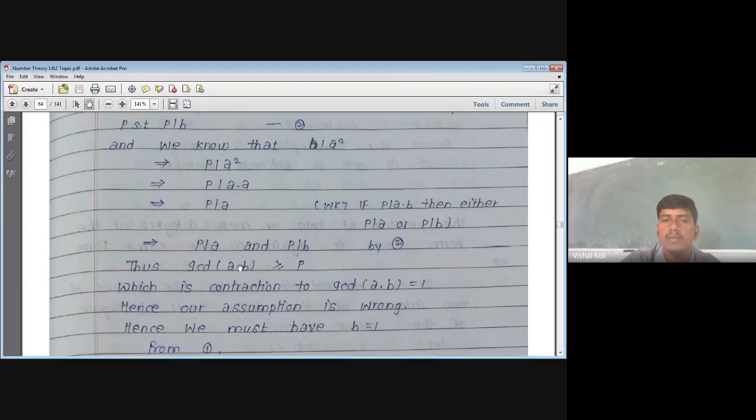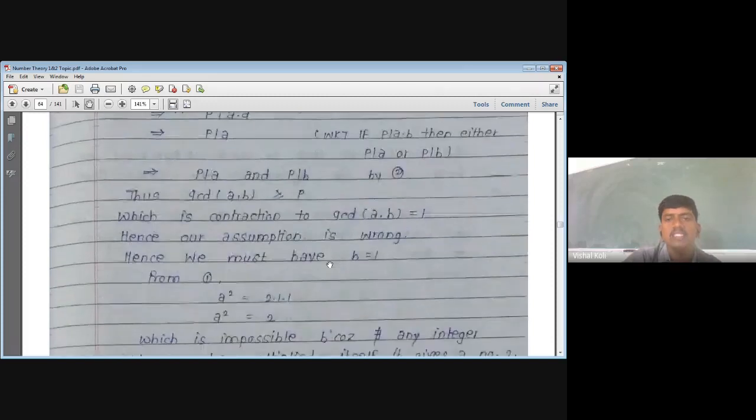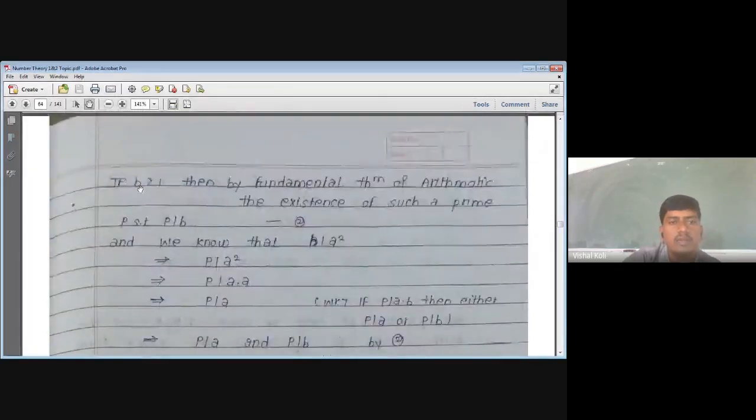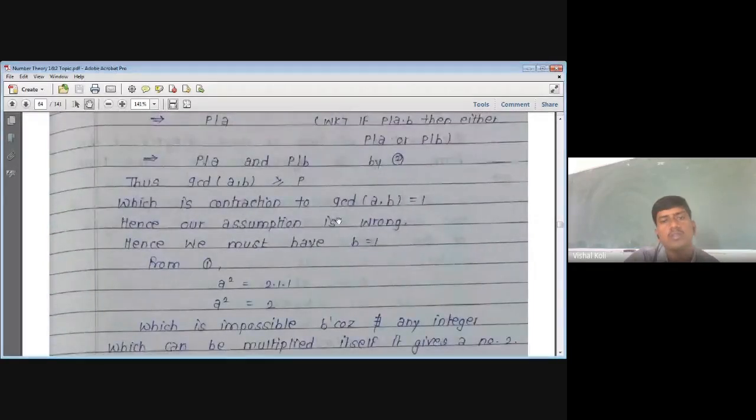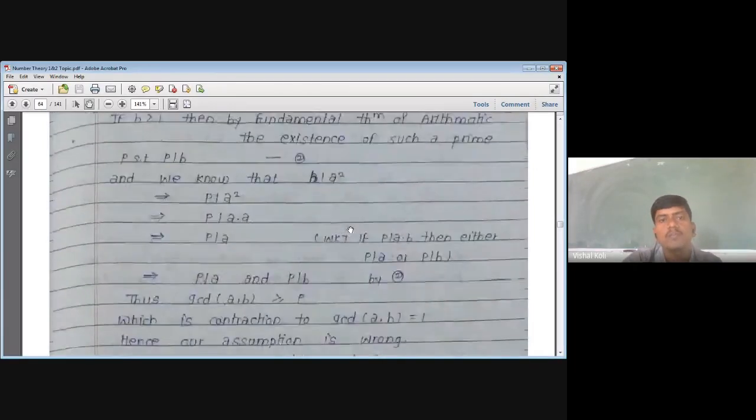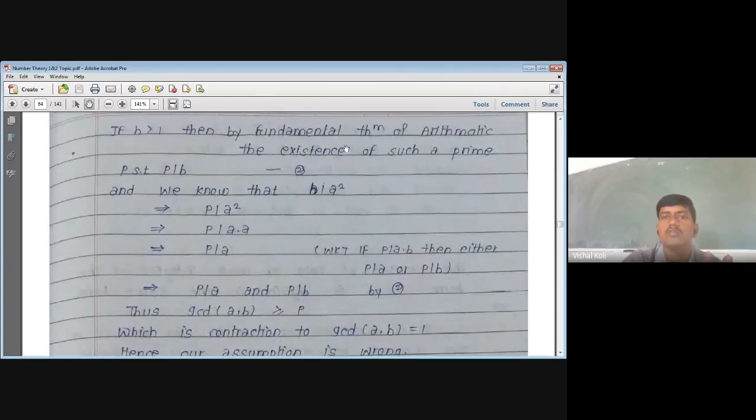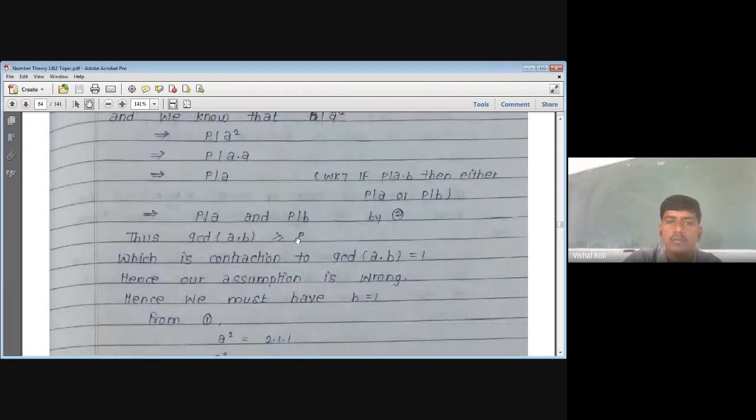But here we get GCD of a and b is greater than or equal to p. So this is a contradiction to GCD of a and b being equal to 1, and this contradiction arises due to our wrong assumption, which is the assumption that root 2 is a rational number. As we considered b greater than 1, we get a contradiction to GCD of a and b equal to 1. Therefore there is only one possibility for b, which is b equal to 1. If, suppose, b is less than 1, then also from the fundamental theorem of arithmetic we get GCD of a and b is greater than or equal to p.